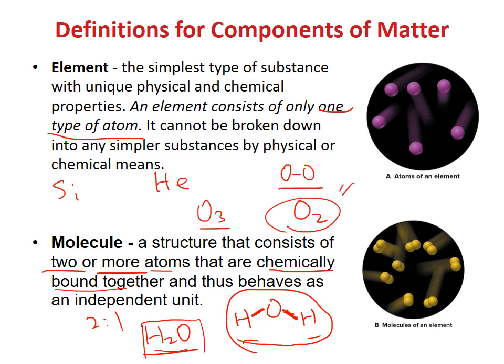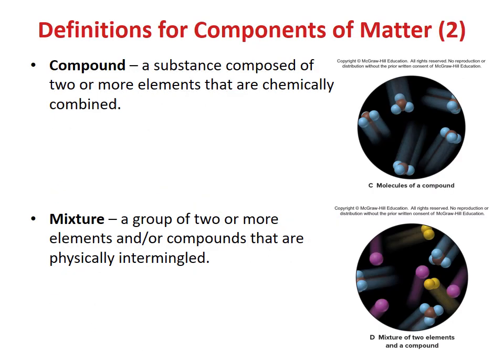So in oxygen, the two atoms are the same element. In a water molecule, you have two different types of elements. One is oxygen, one is hydrogen, and this is called a compound. A compound is a substance composed of two or more elements that are chemically bonded. Water is an example of a compound, where water molecules contain oxygen and hydrogen that are chemically bonded.